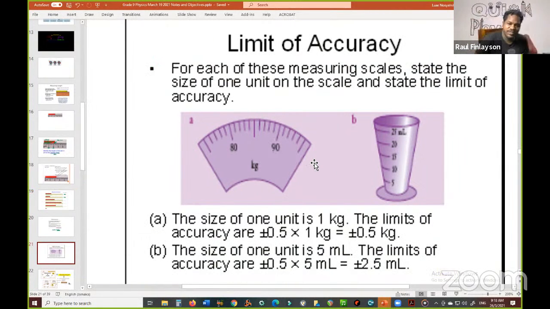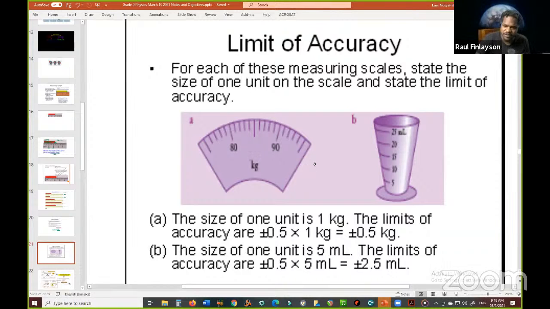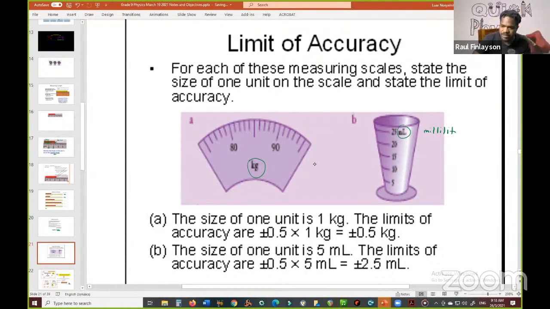But then these are different now. These are actually different scales. This has something in kilograms, and when we learn the basic units, we realize that mass is measured in kilograms. Of course, milliliters is one. If you can see it clearly, this is actually milliliters, which is measuring volume.